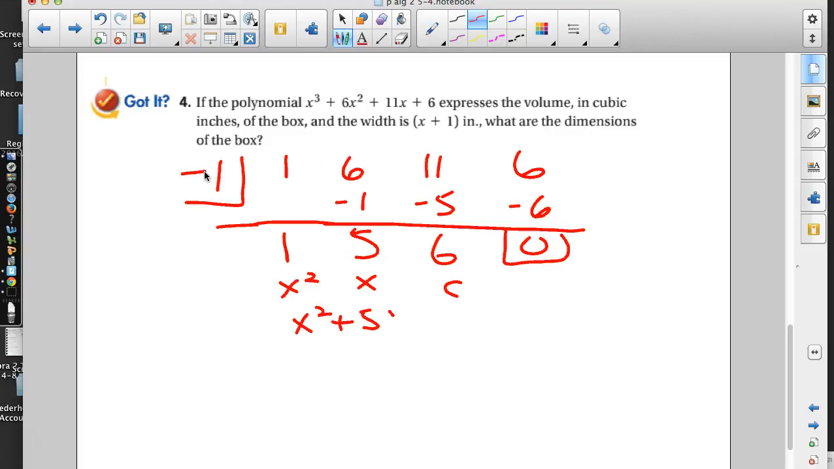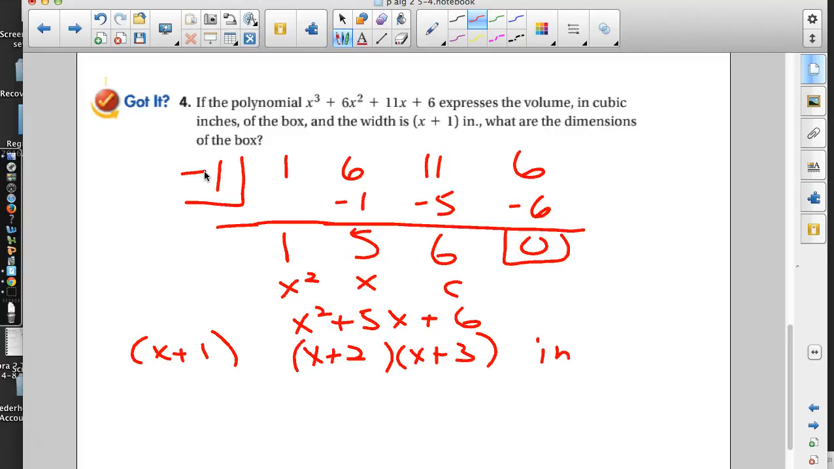X squared plus 5x plus 6. So then you had to find yourself two numbers that multiply to 6 and add to 5, and that's 2 and 3. So there are the other dimensions. We've got the x plus 1 up here that we already started with. And the other two would be x plus 2 and x plus 3, and then we'd want to tack on that all of these were supposed to be in inches. So little mistakes, like I said, by maybe 3 or 4 people as I walked around. Otherwise, your math magic is going very, very well.